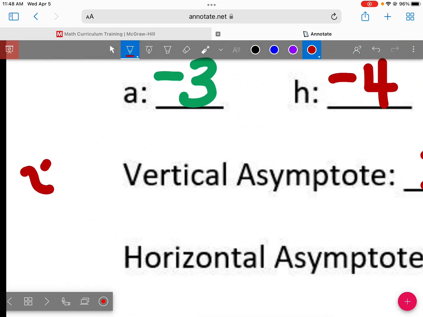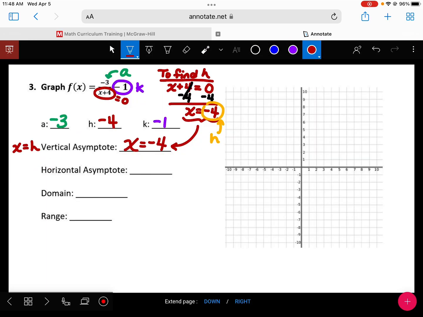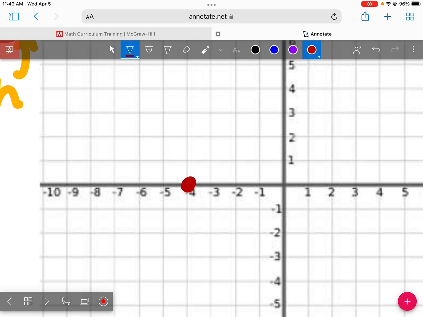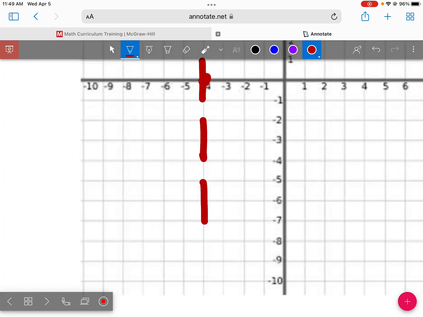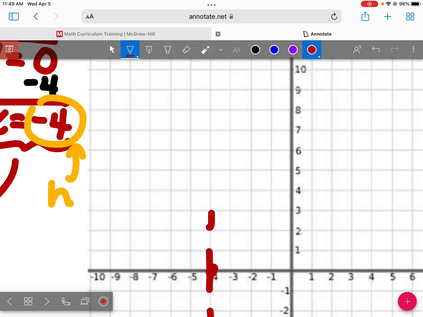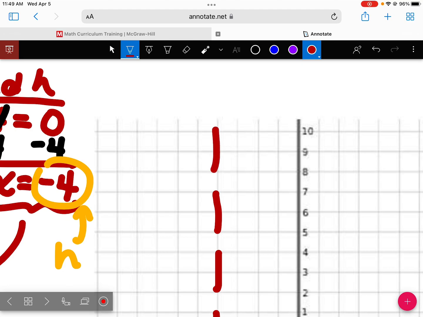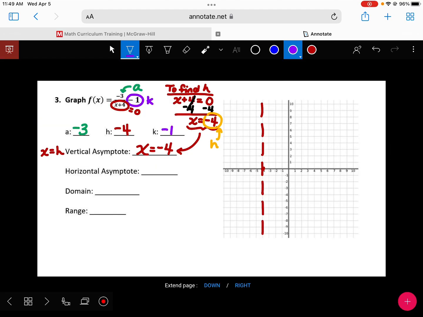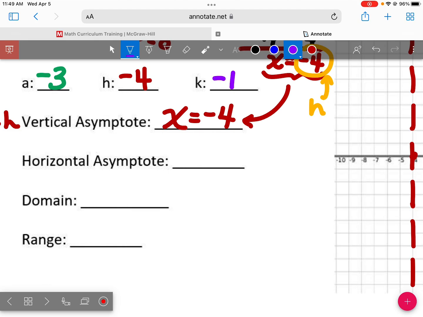Let's go put that vertical asymptote on the graph. Help me use this equation to figure out where to put it. I go to the x-axis, find -4, which is on the left. Put a dot there. And then I do what kind of line? Vertical, up and down. All right, that's my vertical asymptote.